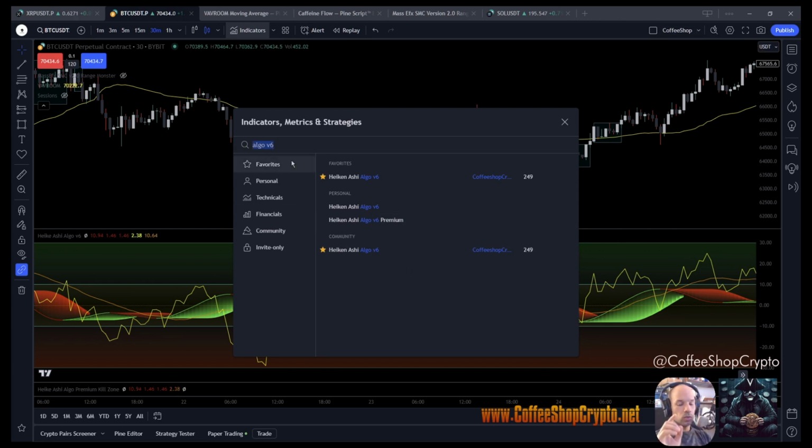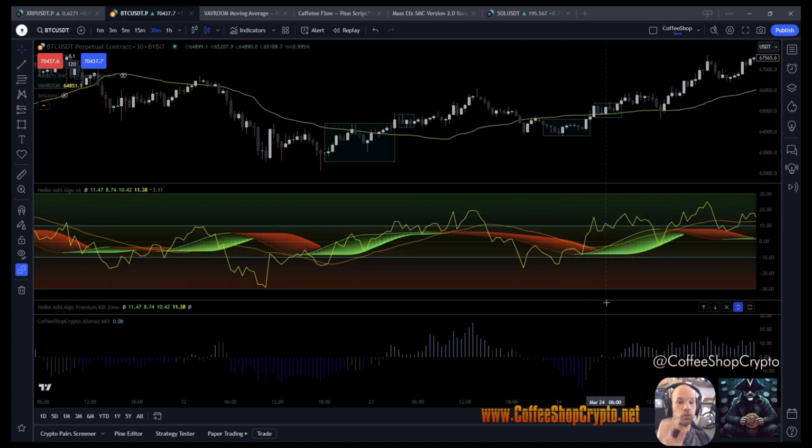The other thing that you want to do is add another indicator that I created, Altered Money Flow Index. It's the only one. If you type in altered money, you'll find it. Make that your favorite, add it to your chart. Let me add mine right here. And I'm going to show you how to overlay them so that you can have one on top of the other, and it's just a lot less hassle on a visual sense.